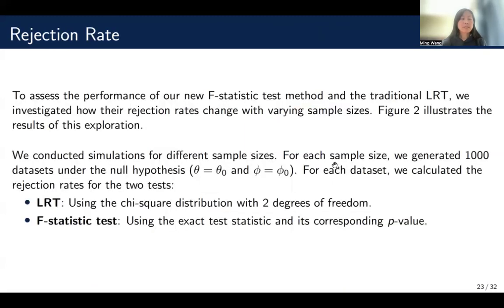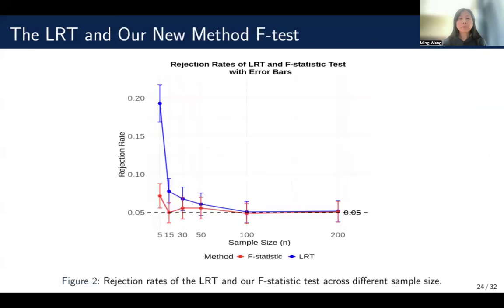We also studied the rejection rate of the hypothesis test by comparing our new method with the traditional LRT. Figure 2 shows the result. Again, the blue line shows the traditional method and the red line shows our new method. Especially for small sample sizes, our method is better. And as the sample size grows larger, both methods give us the desired 0.05, which is the risk of type 1 error.